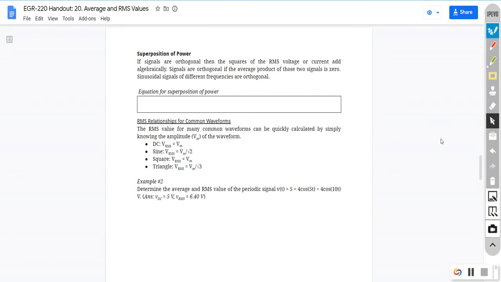Hello and welcome back to section 20. In this video we'll be going over example 2, which shows how to use superposition of power to calculate average and RMS values for signals that are written out.